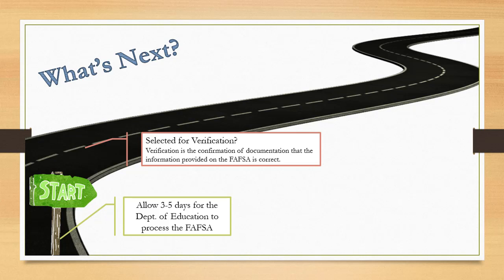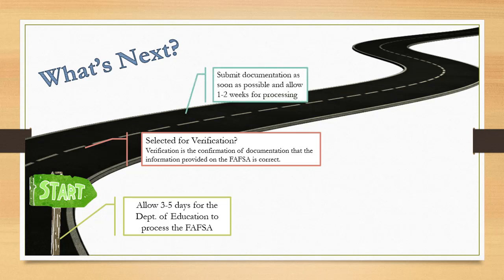If you are selected for verification, you will be required to submit additional documentation to the financial aid office. Please submit these documents at your earliest convenience. After you have submitted your verification documentation, allow 1 to 2 weeks for processing. Corrections may have to be made to your FAFSA, which can take 3 to 5 business days.